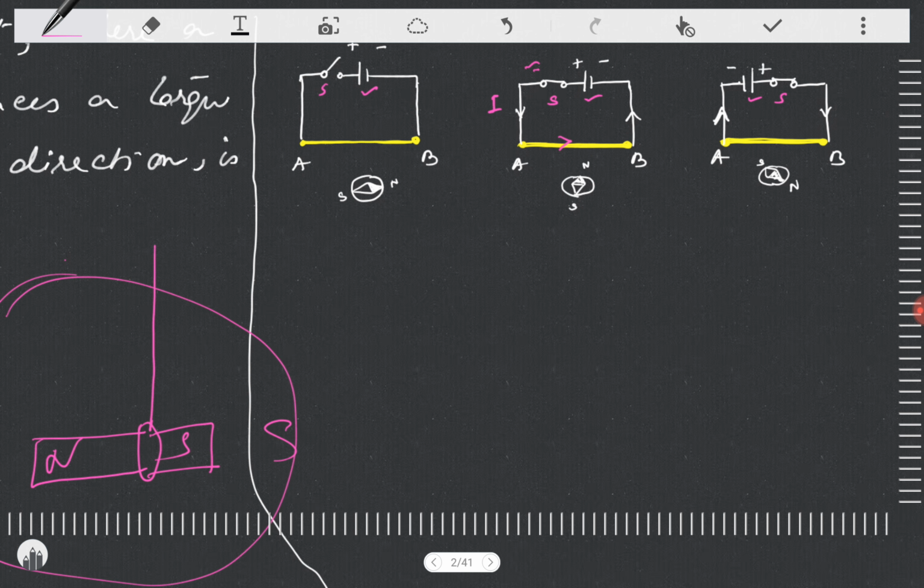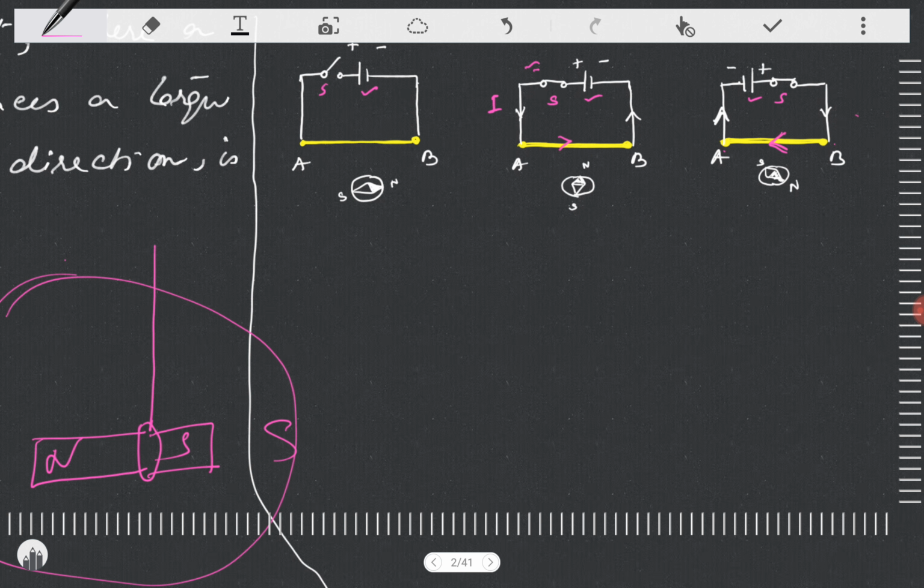We have changed the polarity of the battery. B is connected now with the positive, A is connected with the negative. In case 2, B was connected with the negative and A was connected with the positive. So in the third case, the polarity is reversed, to reverse the direction of the current.